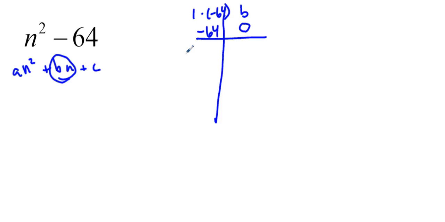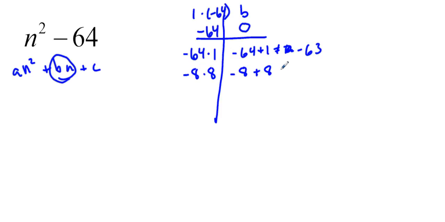Usually when you have this, you're looking for perfect squares. So we could go negative 64 times 1. And guess what you get? Negative 64 plus 1. Well, that definitely doesn't equal 0. That's negative 63. All right, and then we go to the next one. Well, negative 8 times 8, right? Negative 8 plus 8. Hey, that equals 0. That's what we're talking about.